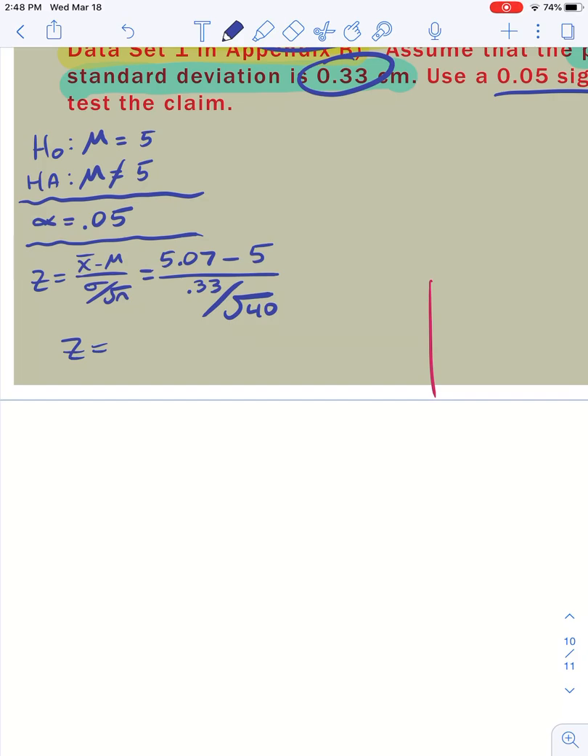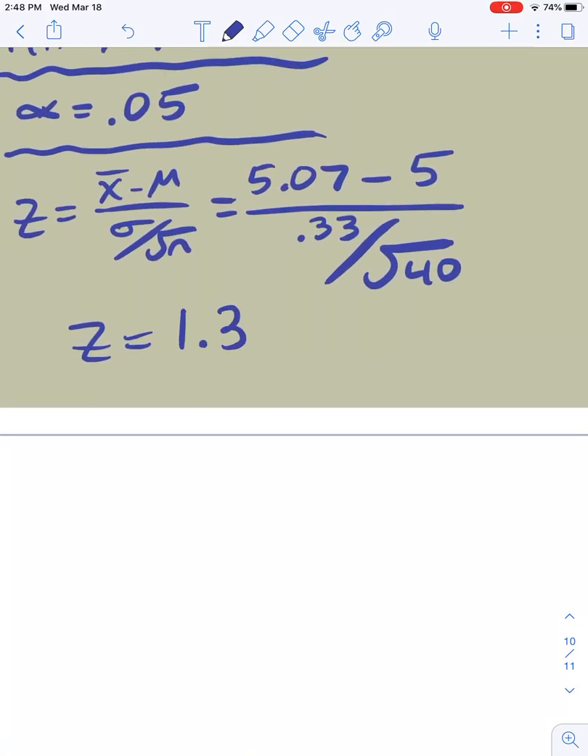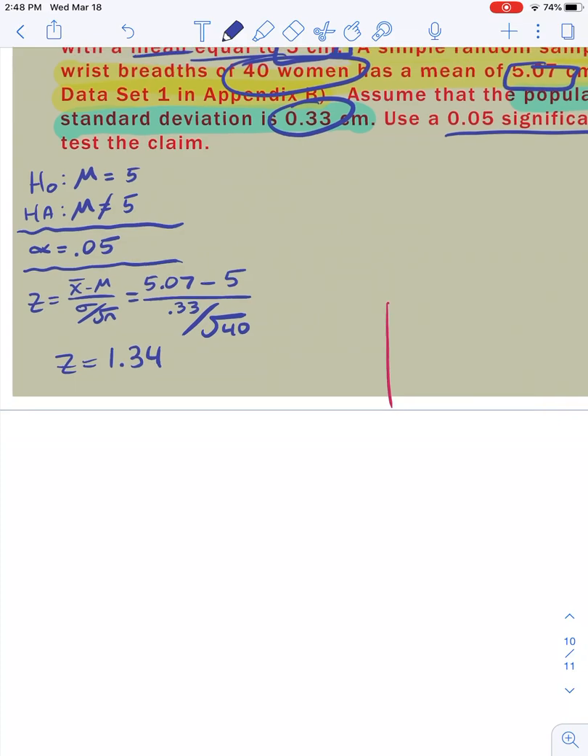So our Z is going to be parentheses 5.07 minus 5, close parentheses, divided by parentheses 0.33 divided by square root of 40, close parentheses. I get an answer of 1.34. That's my Z-score, or my test statistic. So we're making some good progress.